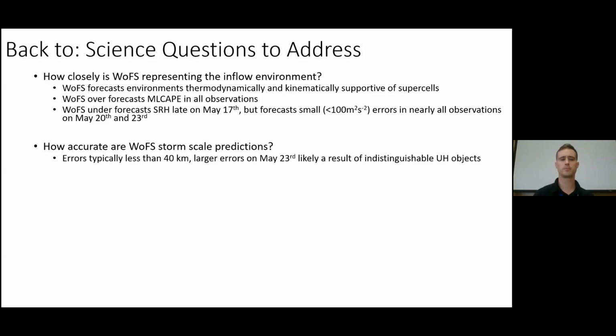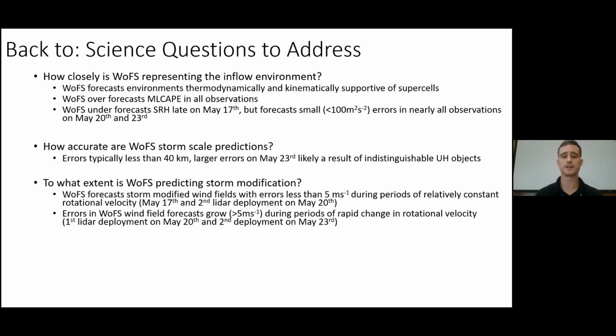How accurate are WoFS storm scale predictions? Largely, the errors were smaller than 40 kilometers, except maybe for that May 23rd case where the UH objects were indistinguishable, and that resulted in larger errors. To what extent is WoFS predicting storm modification? Well, WoFS predicts storm modification with errors less than about 5 meters per second during periods of relatively constant rotational velocity, which we saw on May 17th and in the second Lidar deployment on May 20th. However, the errors in the WoFS wind field increase during a period when the rotational velocity is changing rapidly, and that happened on the first Lidar deployment on May 20th and the second one on the 23rd.